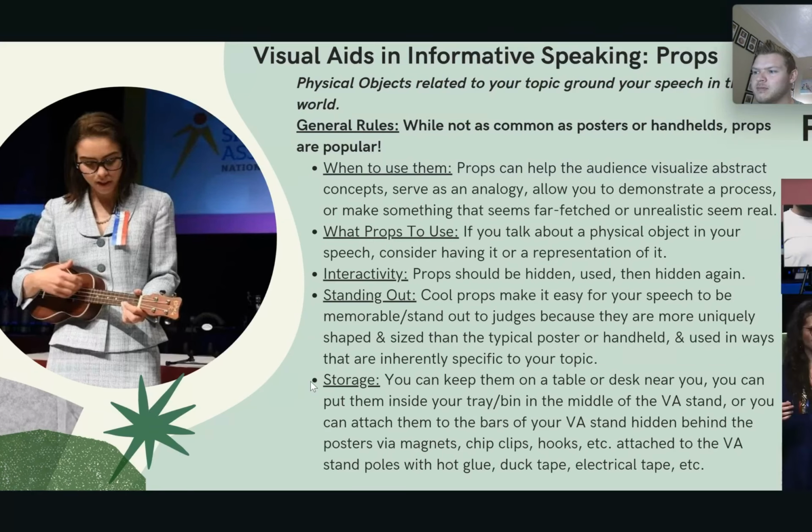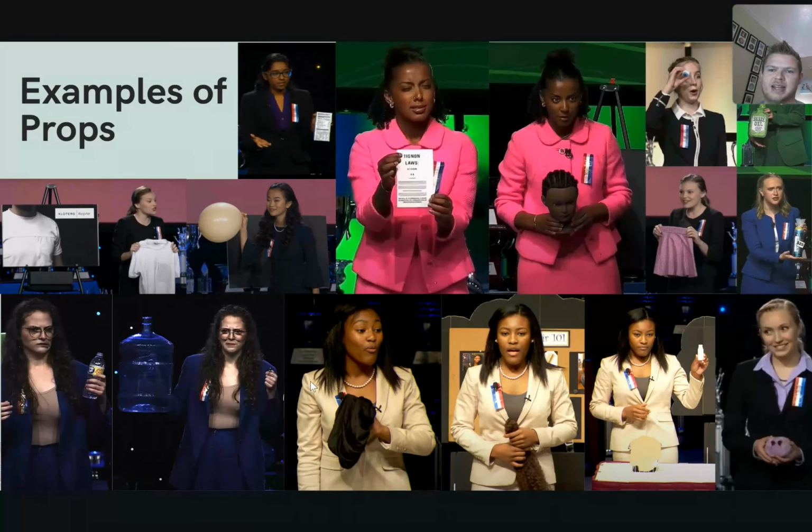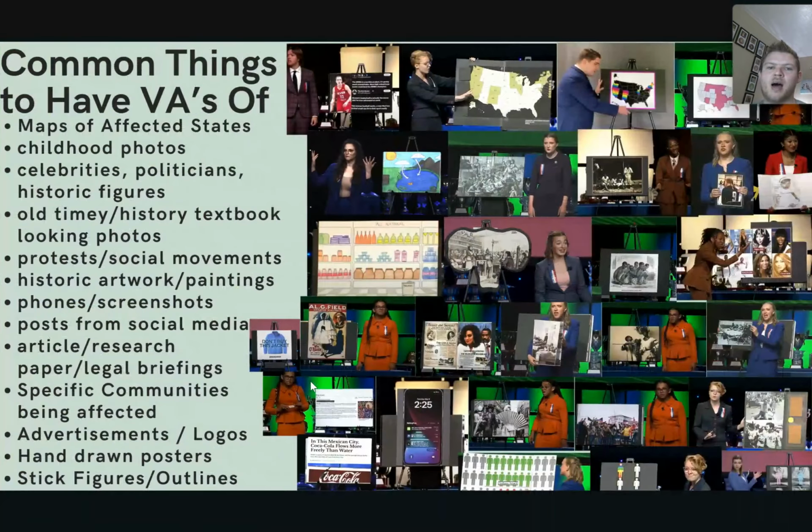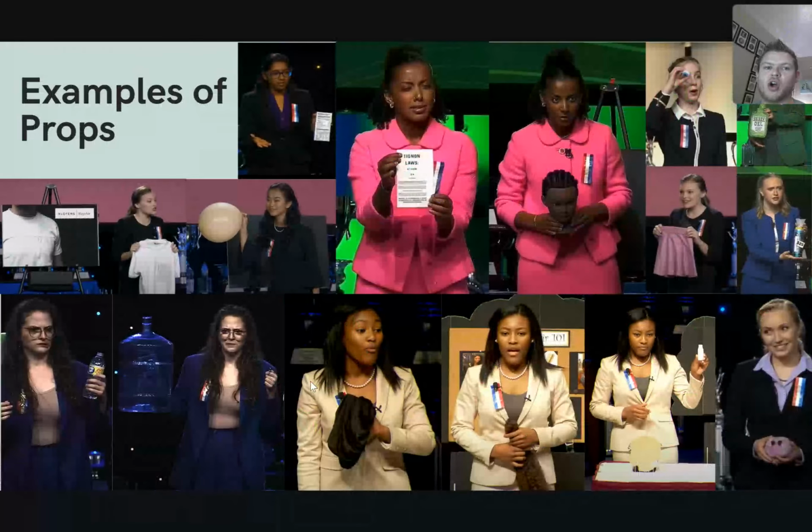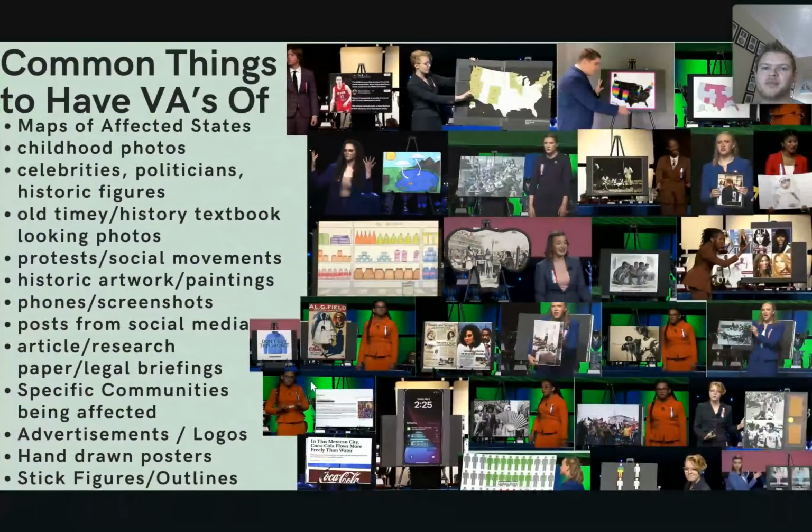Here are some examples of props that people have used in NSDA finals. So we've got cartons or food products, bouncy balls, balloons, items of clothing, books, fashion items, canned air because the speech was about clean air, stuffed animals, hair care accessories, water jugs, water bottles, teaspoons, advertisements, balloons. Those are all different examples of props.